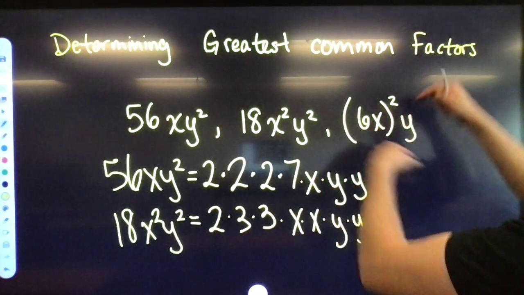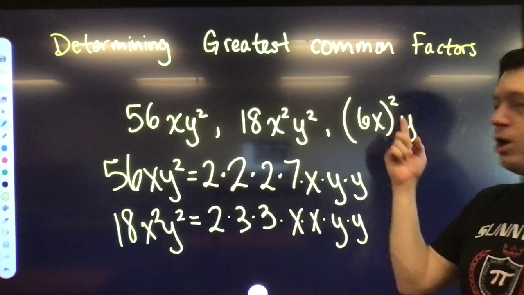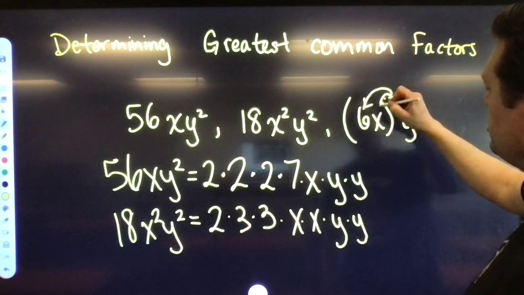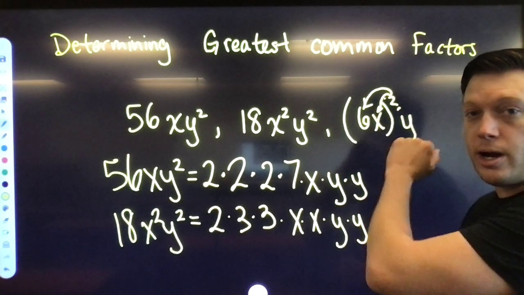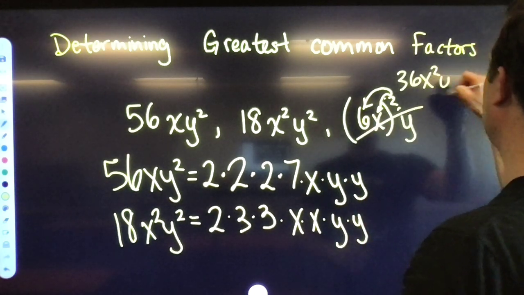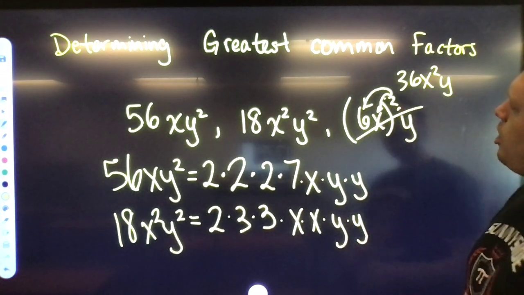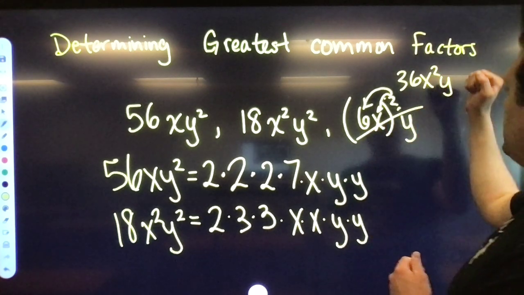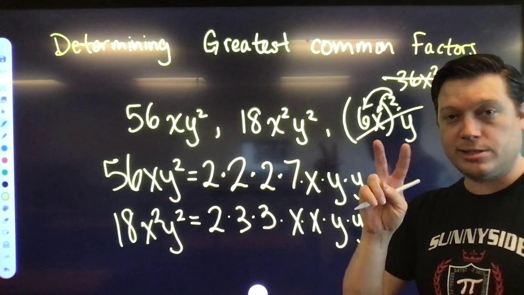Now we have 6x, but there's a squared on the outside. What do you do with the squared here? Technically, the squared applies to everything inside, so this is really 6 squared x squared y. Now let's break that up. Although, I didn't really need to move the 6 up to the 36 level. I can just think about the prime factors of 6 twice.